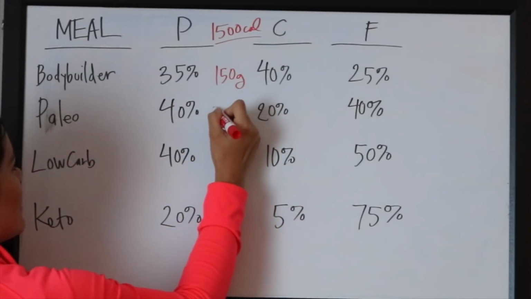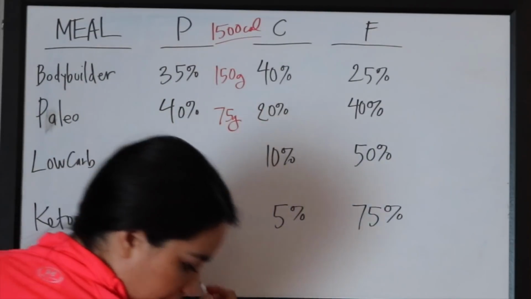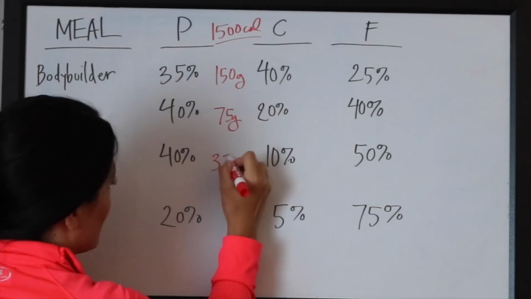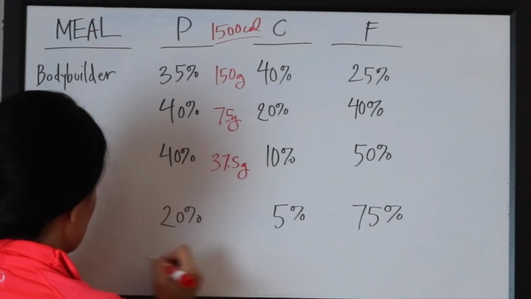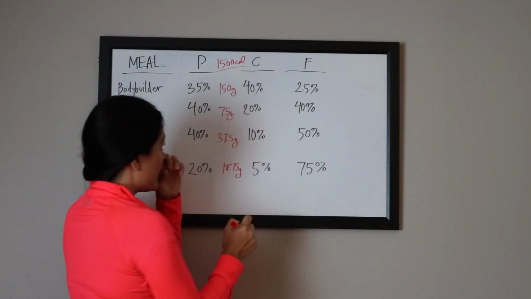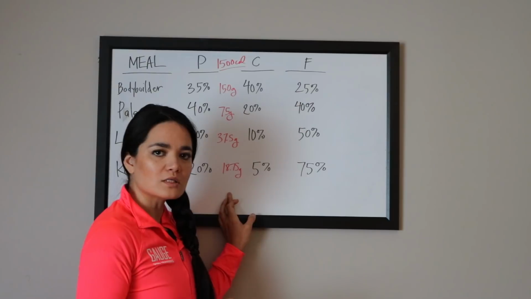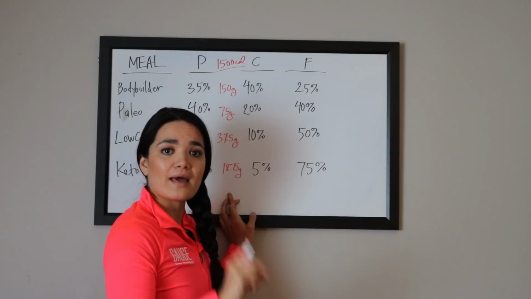If you were on a paleo style plan, that would be roughly 75 grams of carbs. If you were on a low carb plan, this would be 37.5 grams. And if you're on keto, this would be 18.75 grams. Now, for the sake of some of these lower carbohydrate protocols, I am considering that to be net carbohydrates.